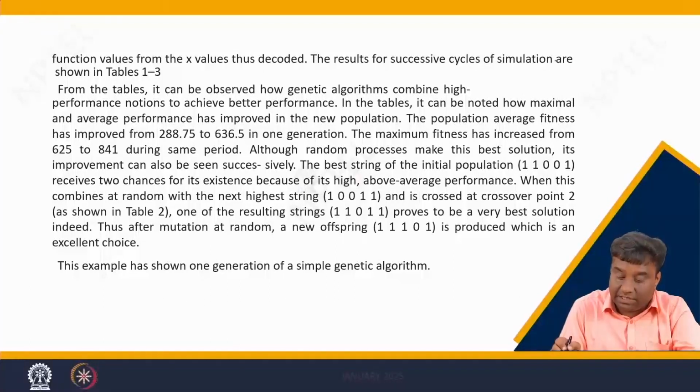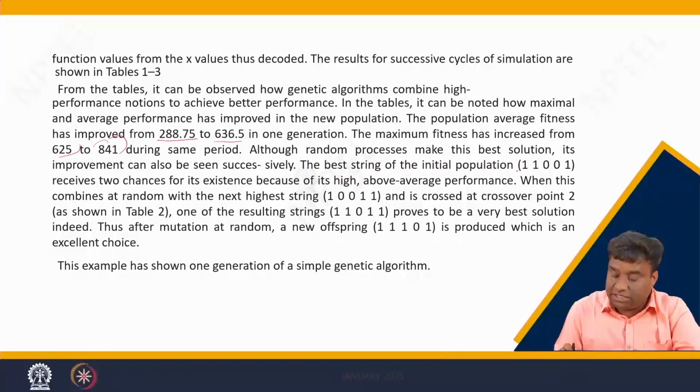The functions are shown from the x values thus decoded. The results of the successive cycles of simulation are shown in different tables. From the tables, it can be observed how genetic algorithms combine high performance notations to achieve better performance. In the tables, it can be noted how maximal and average performance has improved in the new populations. The population average fitness has improved from 288.75 to 636.5 in one generation. The maximum fitness has increased from 625 to 841 during the same period. Although it is a random process, the improvement can be seen successively.